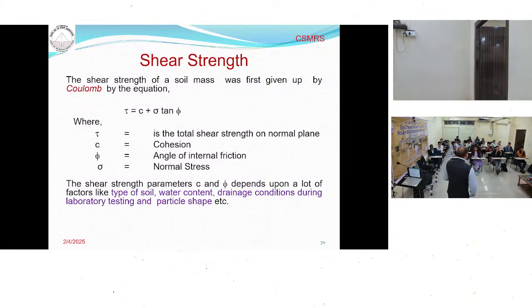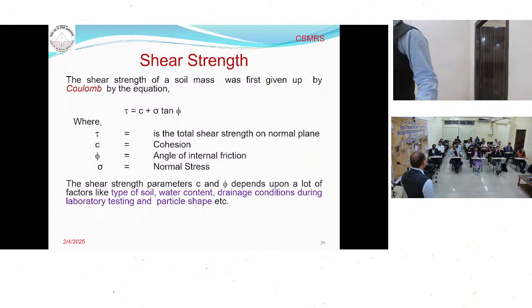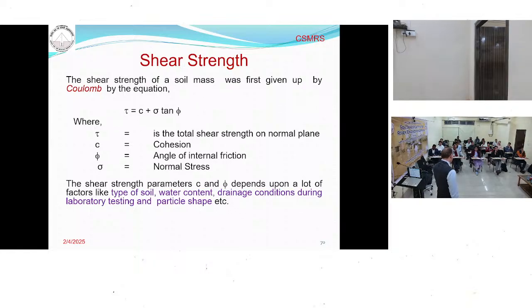Regarding the shear strength, Coulomb has given a formula. According to Coulomb, the shear strength equals C plus sigma tan phi. Sigma is the normal stress. C and phi depend upon the soil. This is the first formula that was given for the shear strength. C and phi depend upon factors like grain size and density, and the drainage conditions and moisture content. In soil, moisture content is very important.